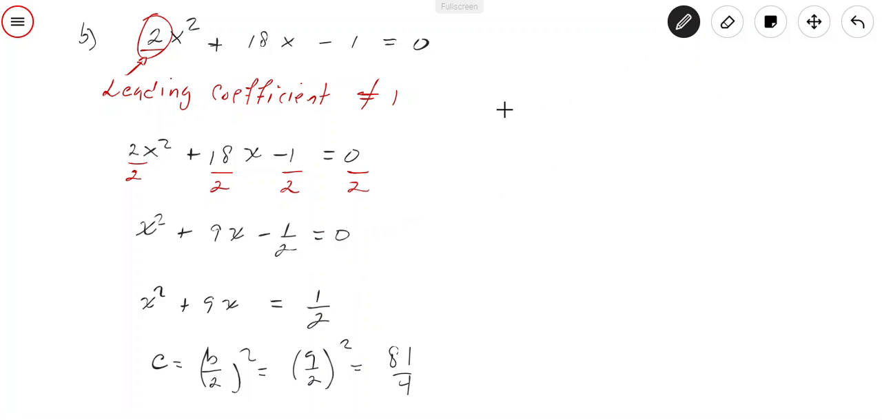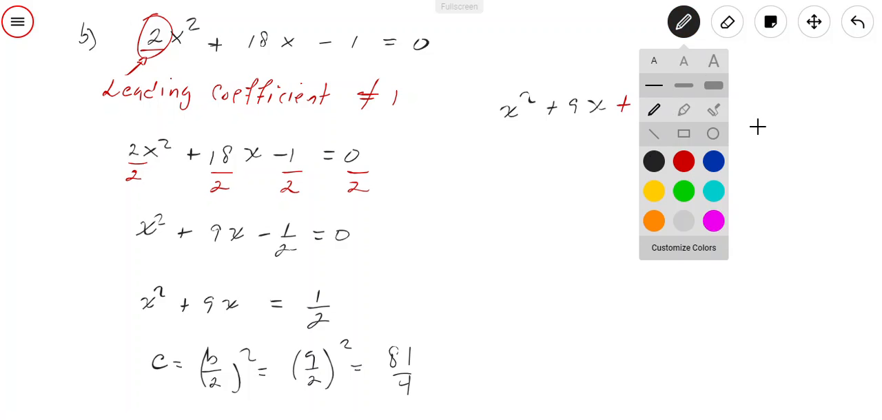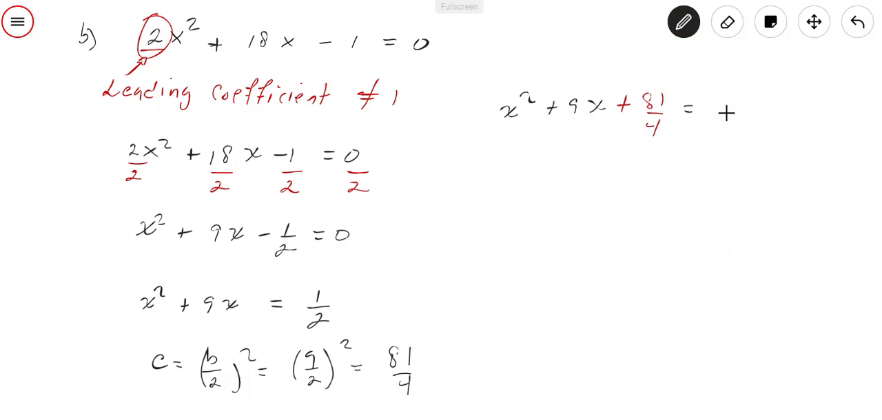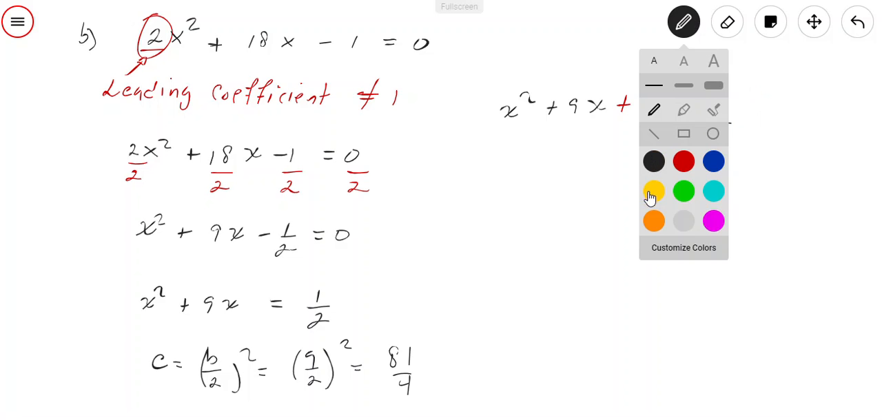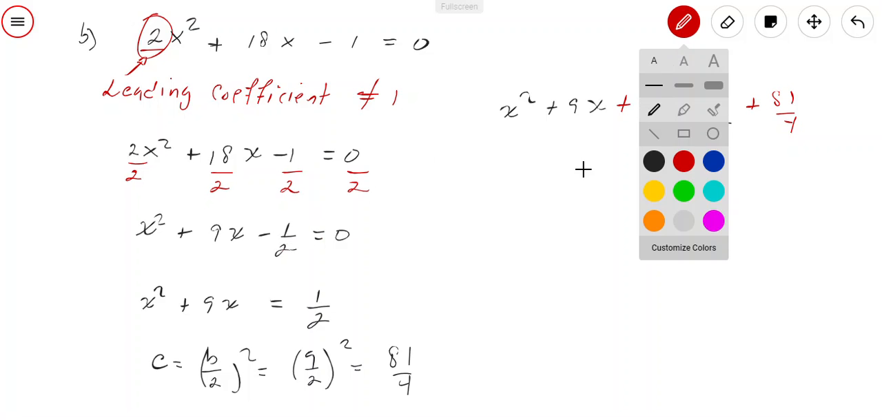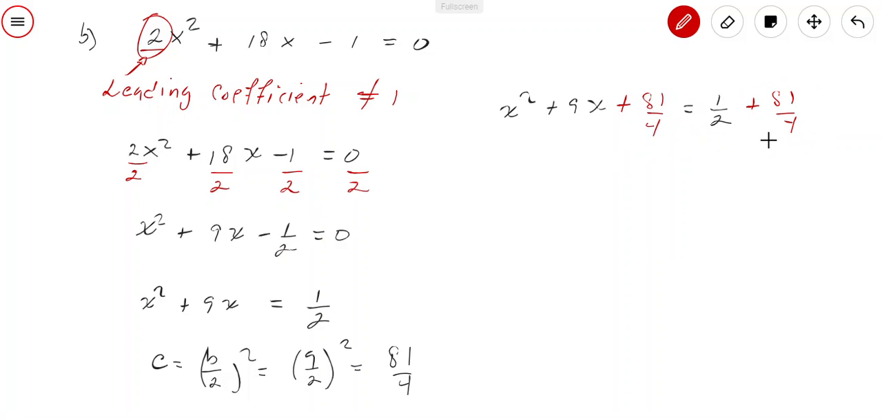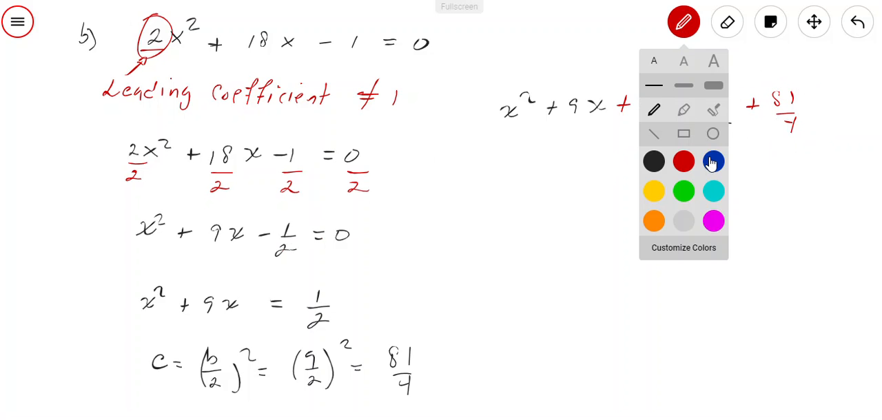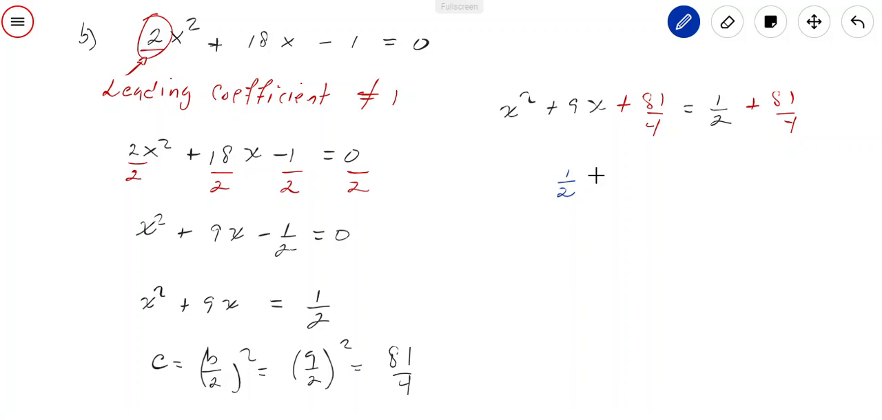So I have here x squared plus 9x plus 81 over 4 equals 1 over 2 plus 81 over 4. Of course, here I have to perform this addition, so let me show you very quickly how to do the addition here. We have 1 over 2 plus 81 over 4.